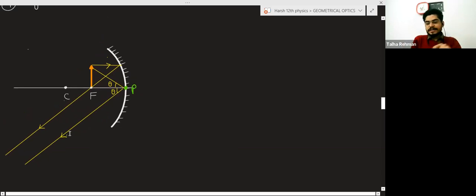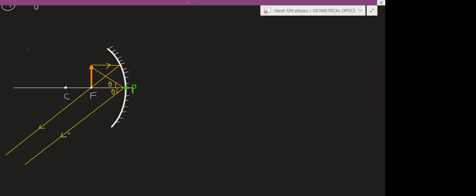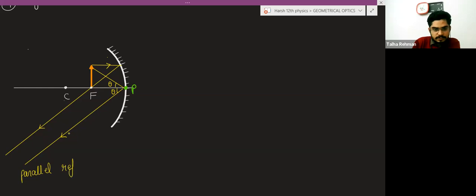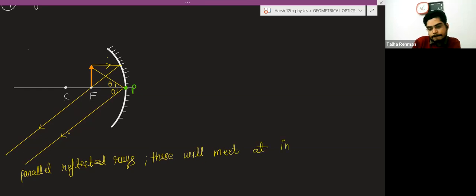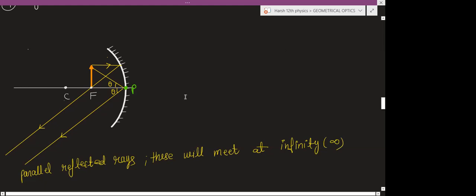Now you can see after reflection, both the rays are parallel and these rays are not meeting. Parallel rays always meet at infinity. So these are the parallel reflected rays, and these will meet at infinity. Do you know what is infinity? At a very large distance, but which cannot be met.